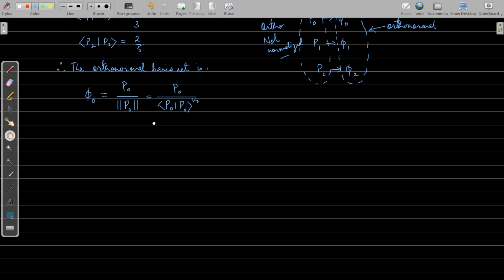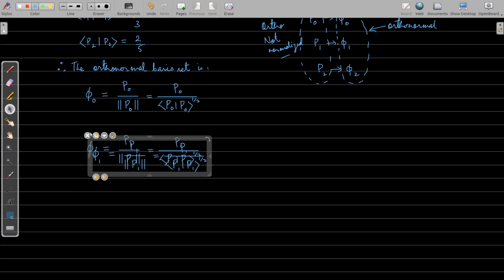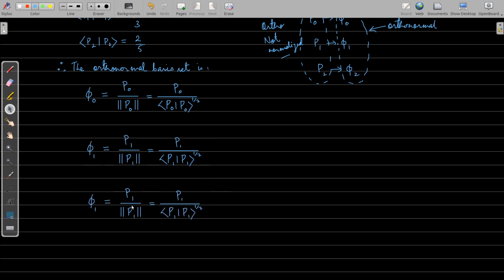Okay, so we can do the same thing for the others as well. For phi 1, in a similar way: P1 divided by norm of P1, that is P1 divided by root over the self scalar product of P1. Likewise for phi 2 as well.